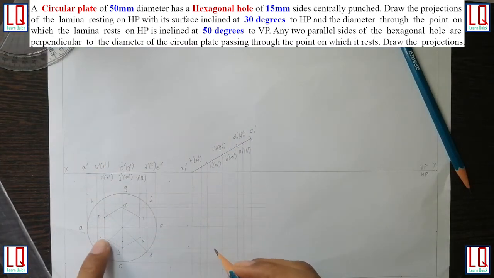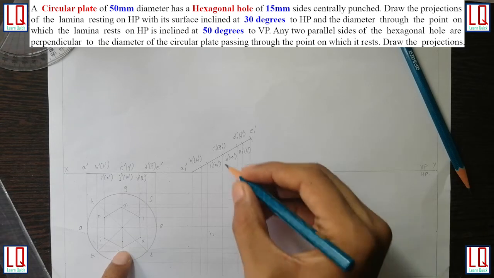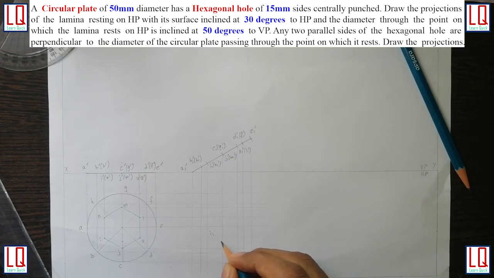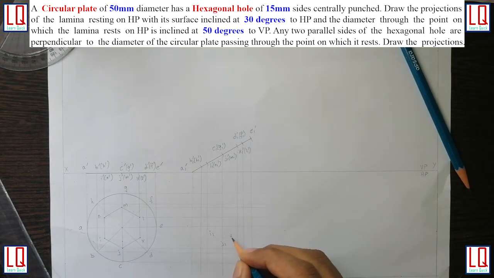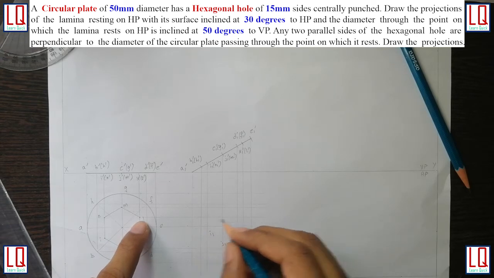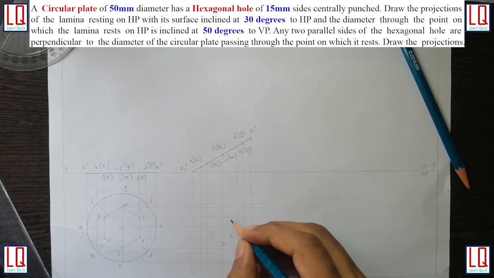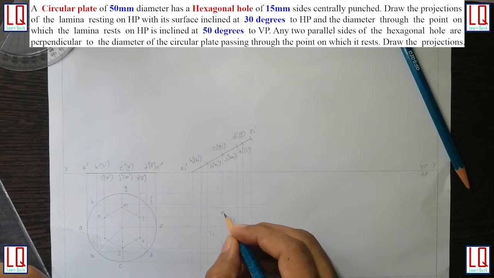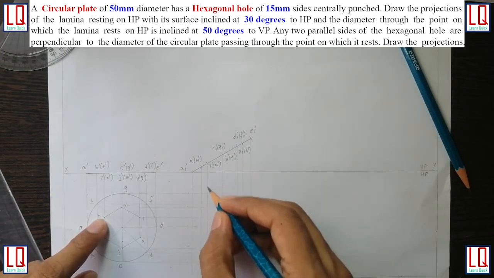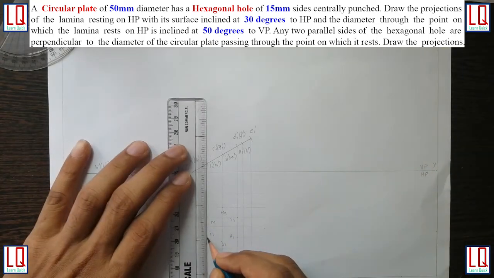Now map all the points. Your I and I1 dash meets here. So it's I1. J and J1 dash meets here. It's J1. K and K1 dash meets here. It's K1. L and L1 dash meets here. It's L1. M and M1 dash meets here. It's M1. N and N1 dash meets here. It's N1. Now join all the corners of the hexagon.